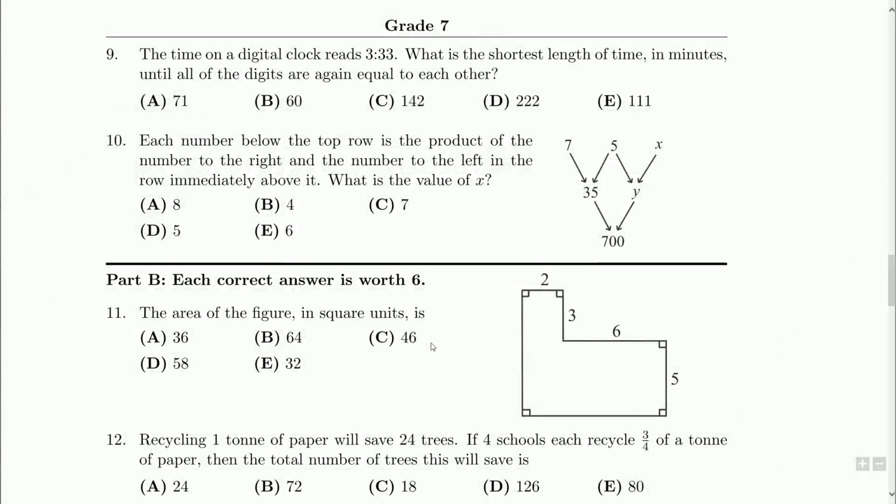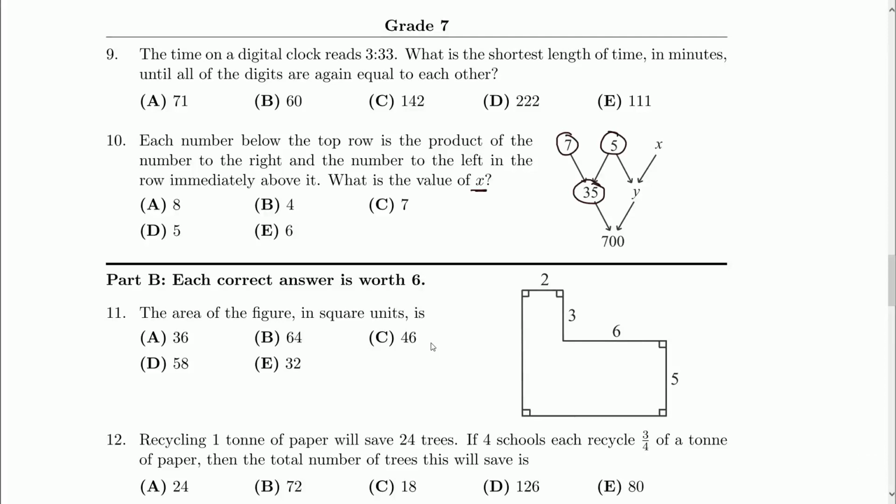We're looking at the 10th question on our grade 7 Gauss paper from 2010. This is the last question worth 5 marks, and what have we got here? Each number below the top row is the product of the two numbers above it, the number to the right and to the left in the row immediately above it. So 35 here, for example, is 7 times 5. We just want to know what's the value of x.